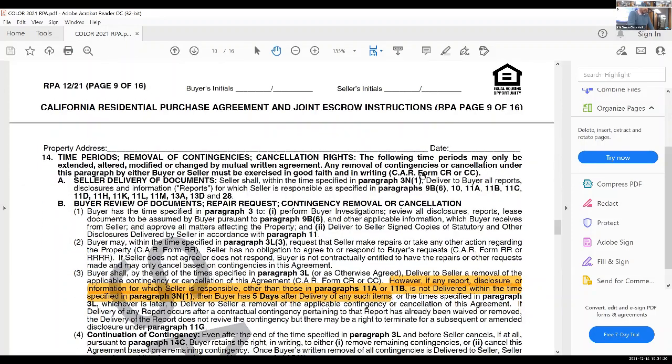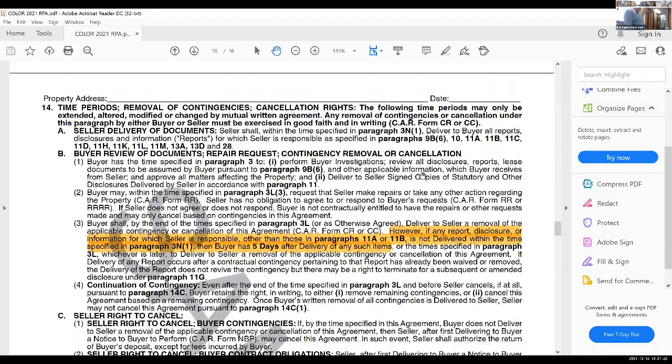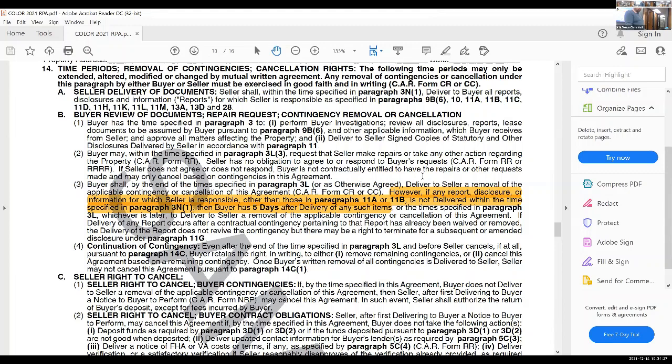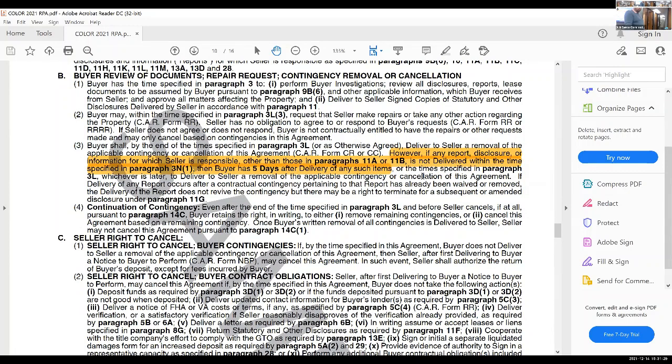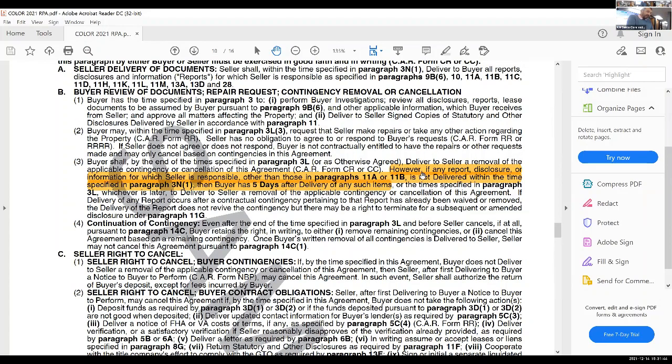All right, paragraph 14, time periods, removal of contingencies, cancellation rights. Lets you know how much time you have to review the information that the seller provides. Most cases, guys, remember the information is going to be provided upfront.